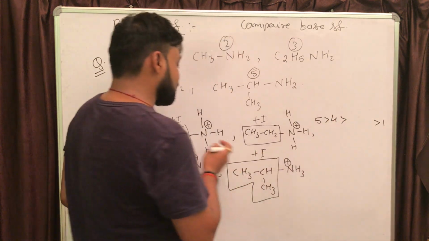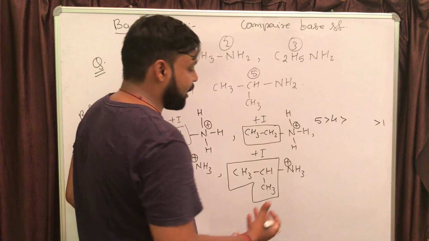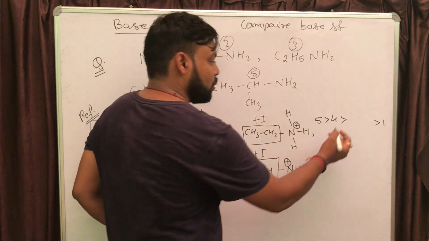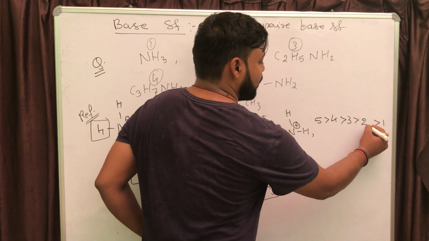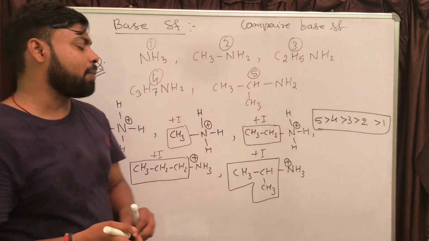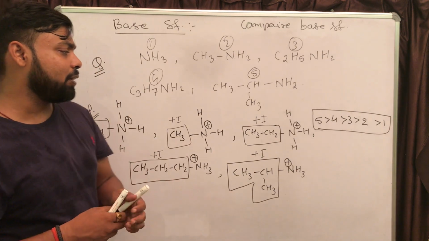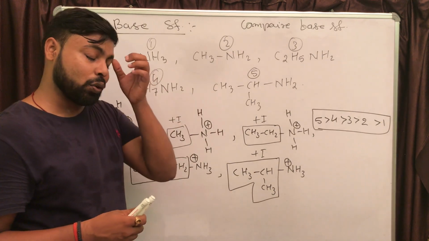Then out of this methyl and ethyl, we know that the ethyl one is going to apply more I effect, inductive effect. So it will be 3 and then 2, right? These are the stability order. This is the stability order for the conjugate acid. The base we have given, it is given in the question.